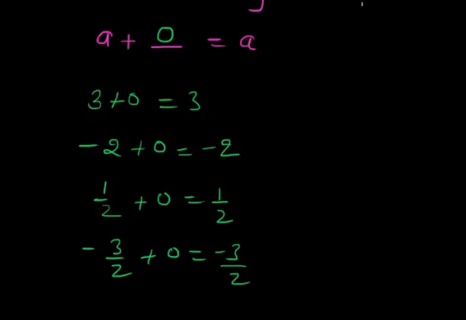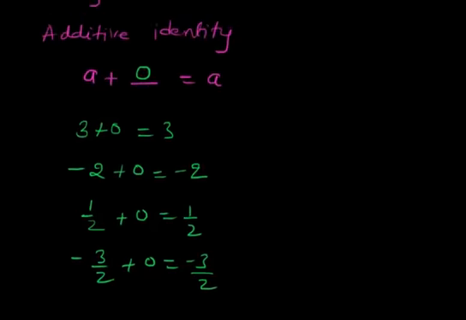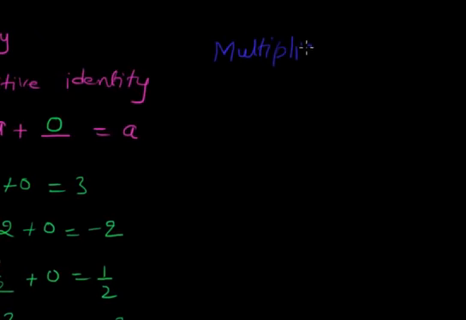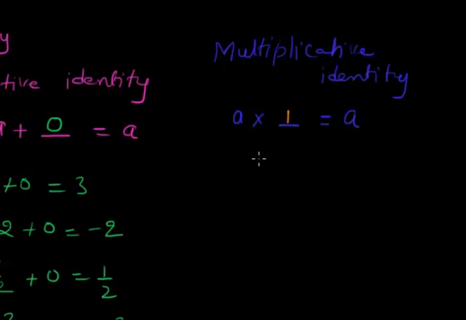Similar to additive identity is the multiplicative identity. Multiplicative identity is the number which can be multiplied to any number to get the same number. If I multiply any number to a, I should get the same number a. So that number is 1. 1 is called the multiplicative identity.